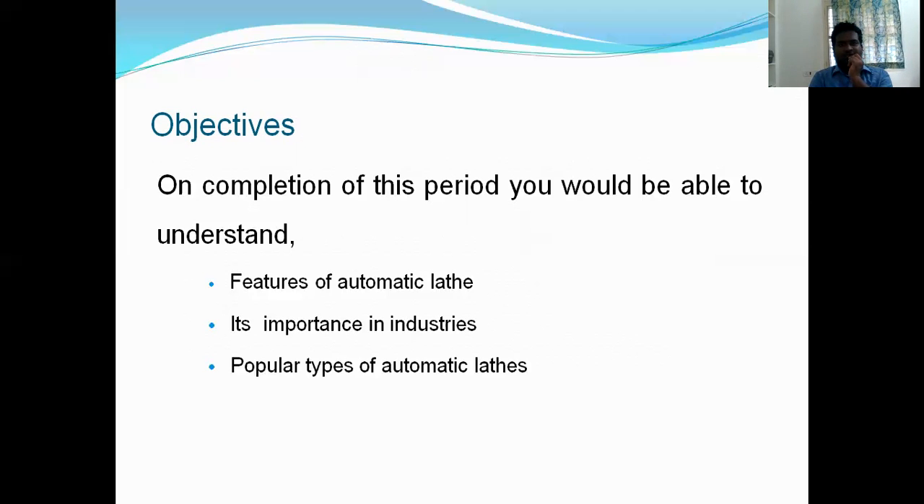Today we are going to discuss the details of the automatic lathe, and we are going to discuss the semi-automatic lathe also. Right? So today we are discussing the features of the automatic lathe, its importance in industries, right? And popular types of automatic lathes.